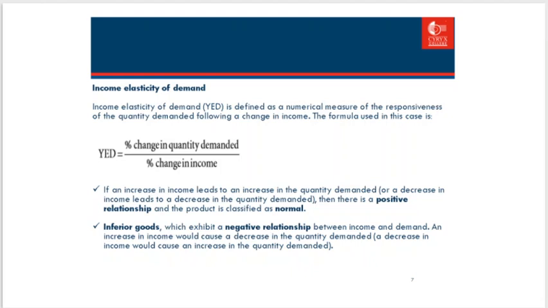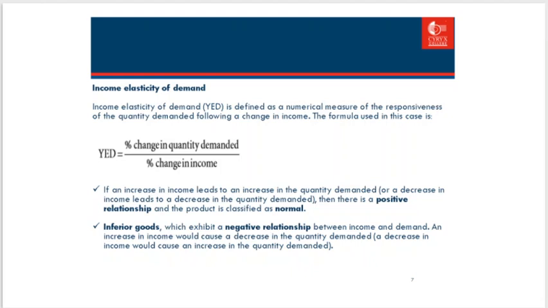If we get positive, it means the product is categorized as a normal product. If it is negative, it means the product is categorized as an inferior product. A positive relationship means if our income increases, we will consume more of that product. But if our income decreases, we will also reduce consumption of that product, which is categorized as a normal product.